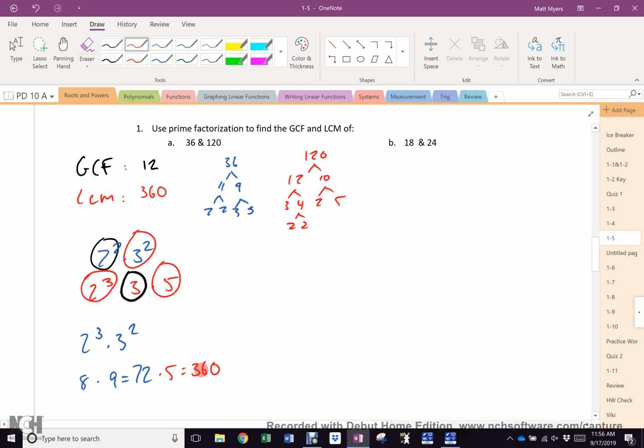Right? Now, let's pretend you don't understand this at all. Could you list them all? Would I stop you? Could you go 36, 72, 108, 144, 180, 216? Could you list them? And then list 120, 240, 360, and eventually catch up? Yes. Why am I showing you this? Because prime numbers are powerful. You should start using them.